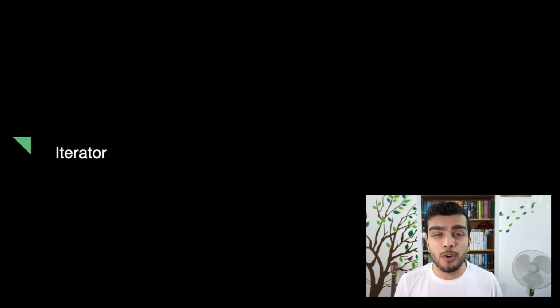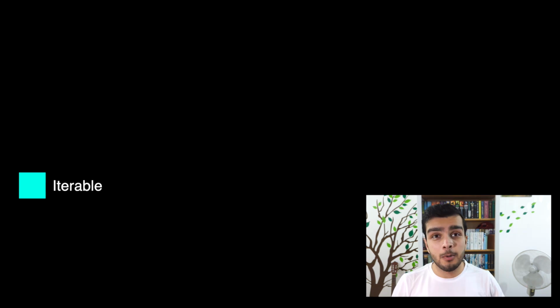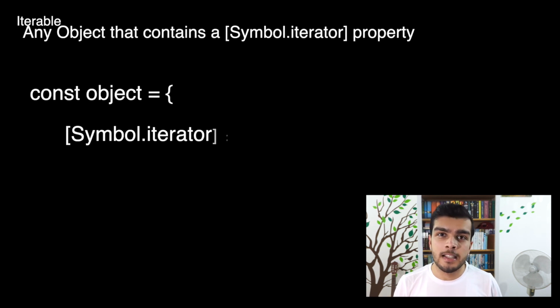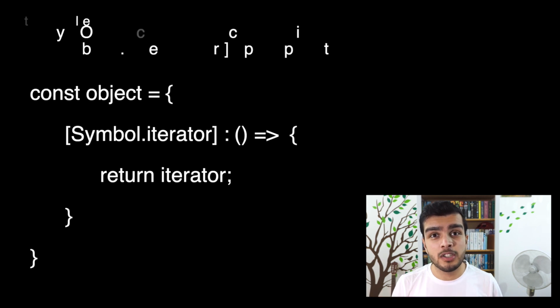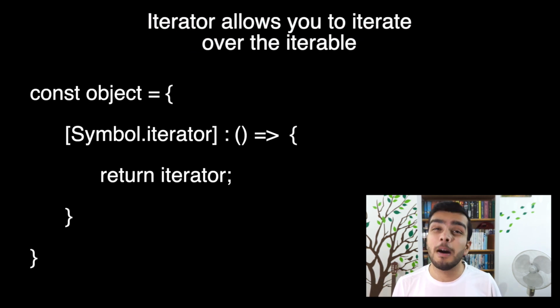Now that's an iterator. An iterable in JavaScript is a bit more complicated, but it's still related. In a moment, we're going to go through an example, which is going to give some context. But for now, an iterable is any object that contains a Symbol.iterator property. And the corresponding value of this property is a function that when called returns an iterator, which allows you to iterate over the iterable. Yep, I know how that sounds.